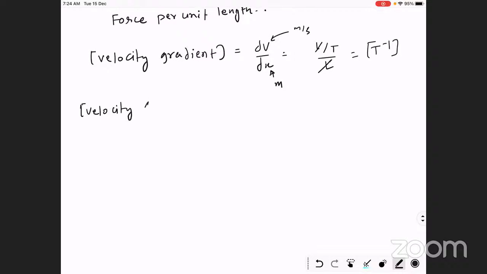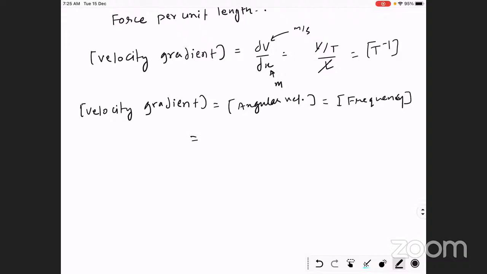Velocity gradient. Yes, sir. Please write this: velocity gradient, angular velocity, and frequency have the same dimensional formula. It does not mean that these three physical quantities are the same. No, they are completely different, but luckily they have the same dimensional formula. Okay.